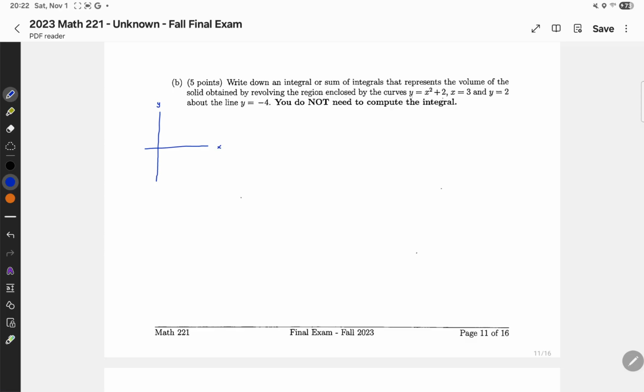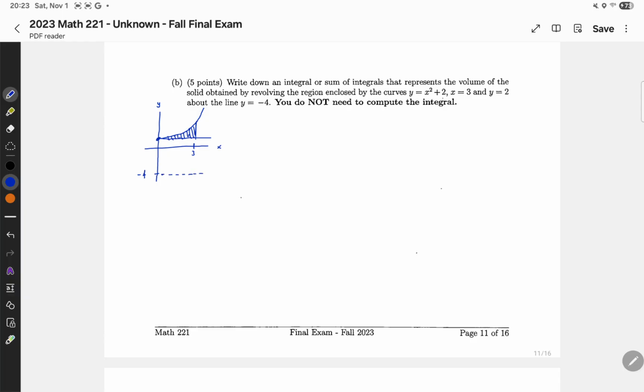Now we have our first curve, y equals x squared plus 2. Let's draw that just like this. And the line y equals 2 is going to intersect right here at the y-axis. And lastly, we have x equals 3, so we'll say x equals 3 is right here. This is going to be our region that we're enclosing. And now we want to revolve this around the line y equals -4. So down here, this is our axis of rotation.